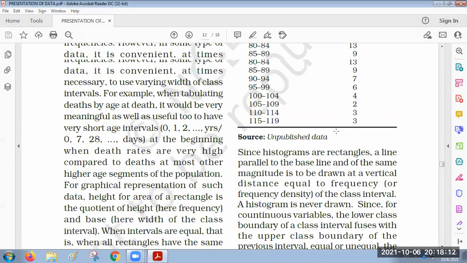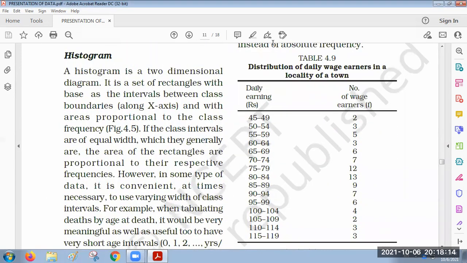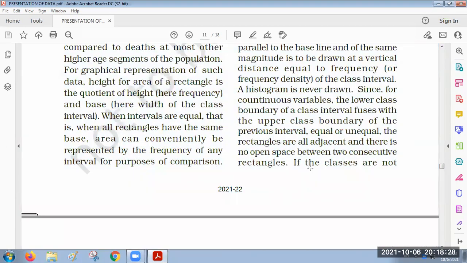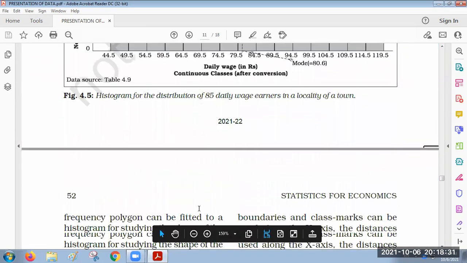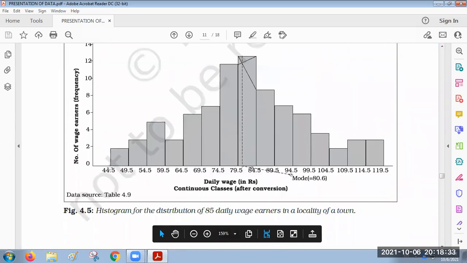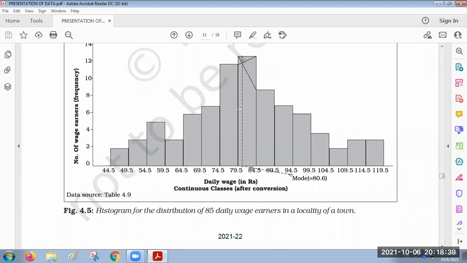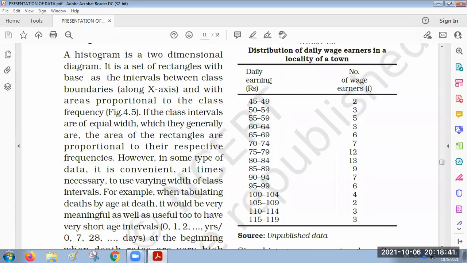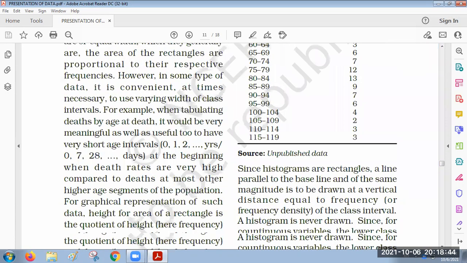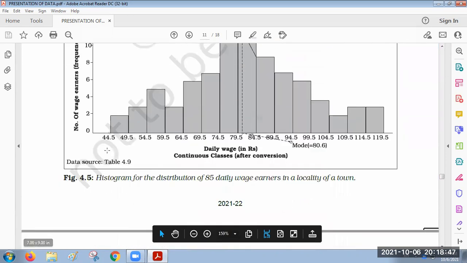That is why you can see the solution. In the solution, I told you how to convert a discrete series into a continuous series. You deduct 0.5 here and add 0.5 there, and you do that for every class interval. See the example problem here: it started with 44.5, and here 49.5. Originally in the table it is 45 to 49, so 0.5 was deducted here. That is why it came to 44.5 and 49.5.